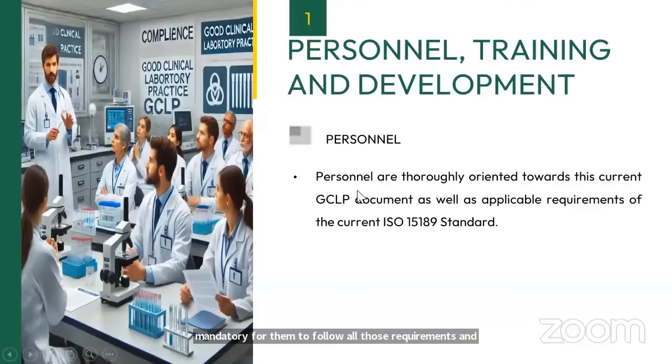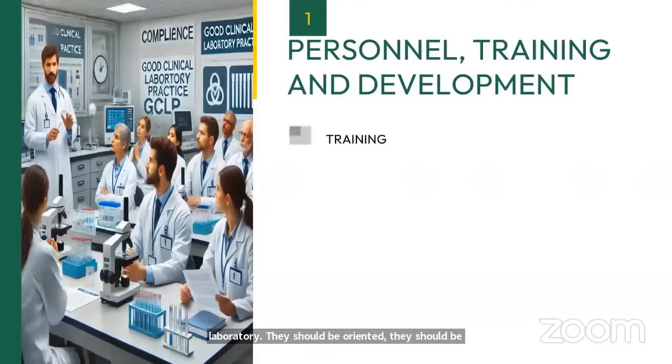Your work staff or laboratory personnel should be thoroughly oriented towards the current GCLP document as well as the applicable requirements of the current ISO 15189 standard. So it is mandatory for all your laboratory staff to get oriented, to get trained in this GCLP document. So you can see it is one of the requirements of this Good Clinical Laboratory Practices document that all the staff, all the personnel working in the laboratory, should be oriented, should be aware, and should undergo the training as per this GCLP document.